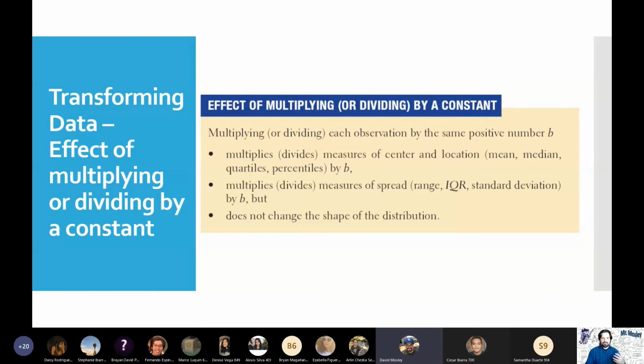So we want to be aware of these rules because it allows us to predict what a distribution will look like when it's transformed. And it allows us to make adjustments to measures of center or measures of spread without having to get all of the new data points again.